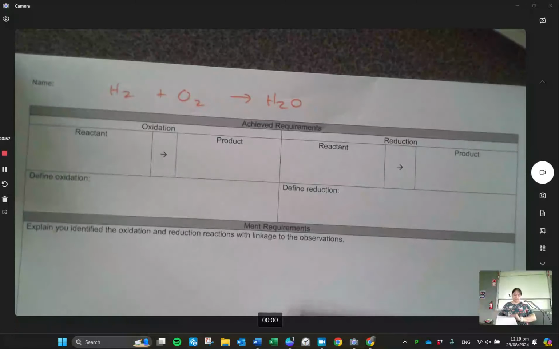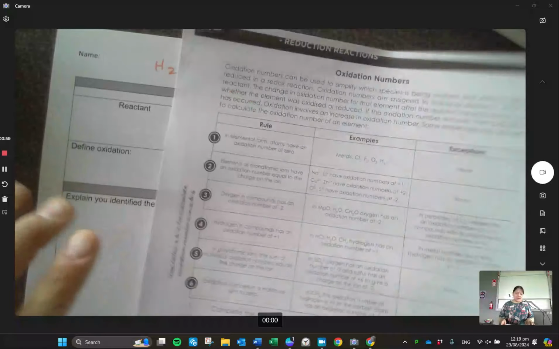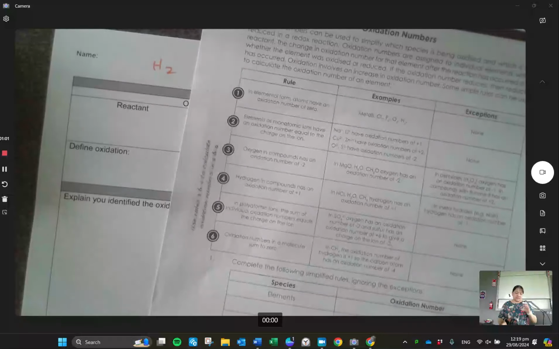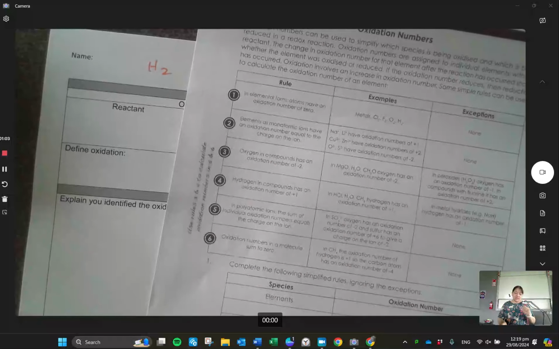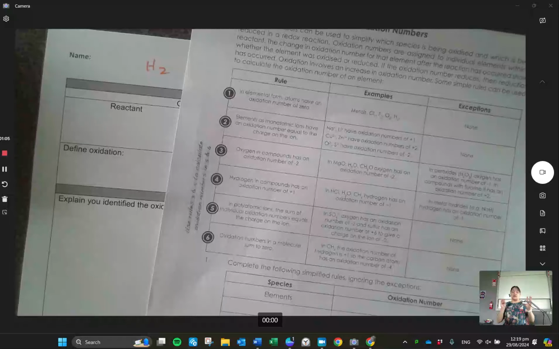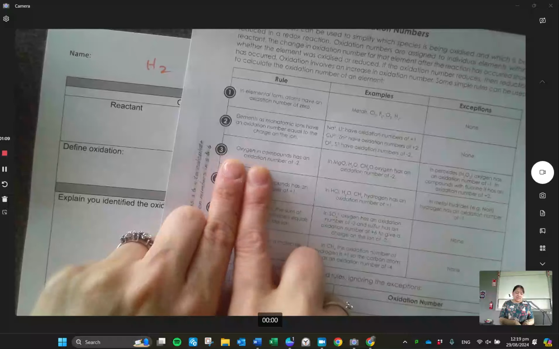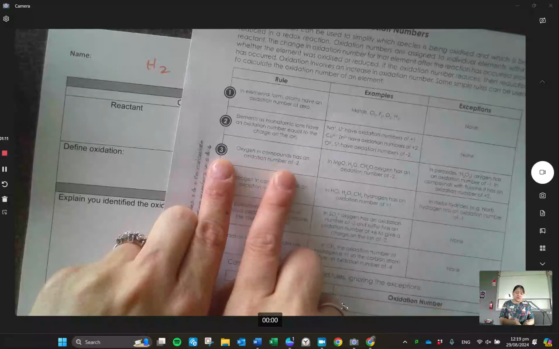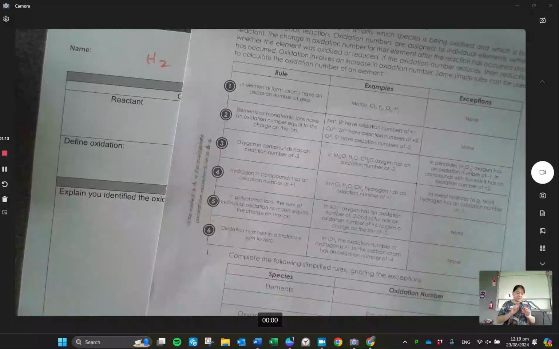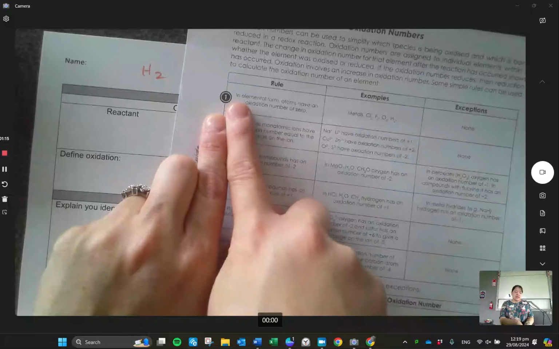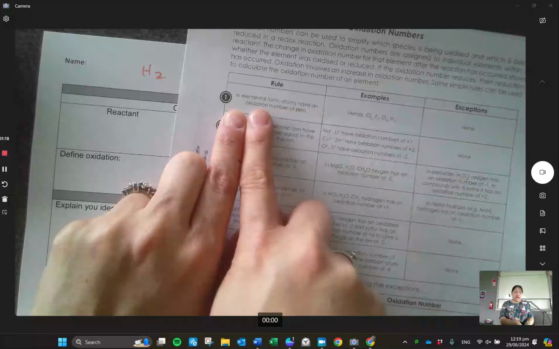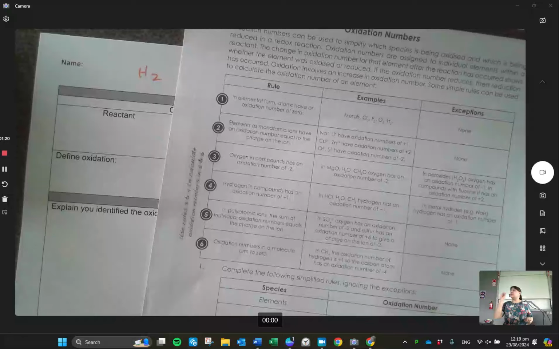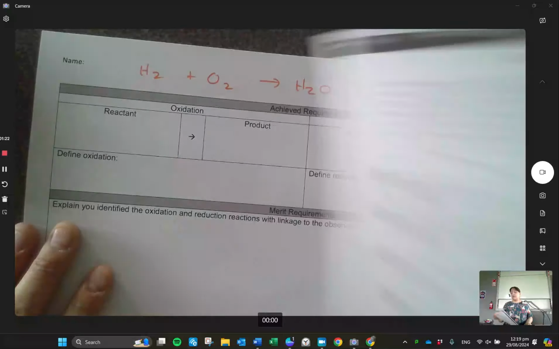First thing to keep in mind is there's a whole list of rules here. Some elements are specifically named, others are not, so we have to use some oxidation math to figure it out. I can see that oxygen is named, and it says that oxygen in compounds has an oxidation number of -2. Actually, let me backtrack. It says, number 1, in the elemental form, atoms have an oxidation number of 0. So anything that's in its pure form, the oxidation number is 0.